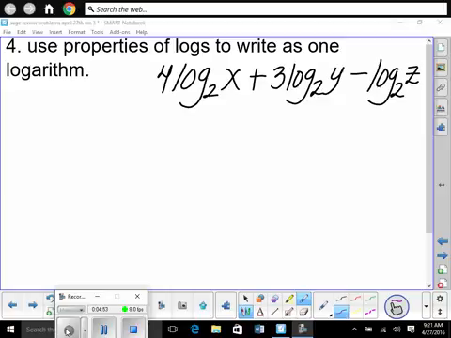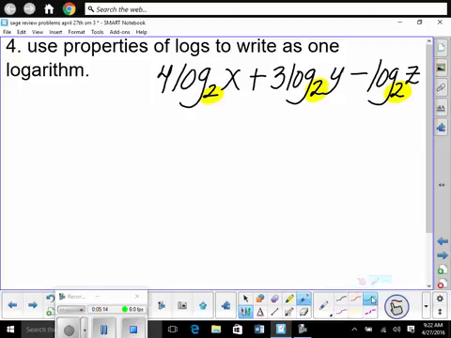It says, use the property of logarithms to rewrite it as one logarithm. In the instructions, it might just say, rewrite this as one logarithm. So everybody, looking at this, do you see how it's all log to the base 2? Yes? Because they're all log to the base 2, we can squish it back together into one logarithm.